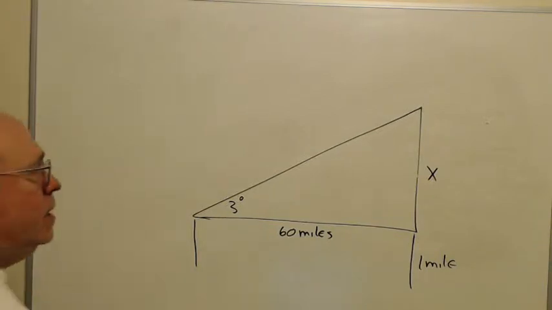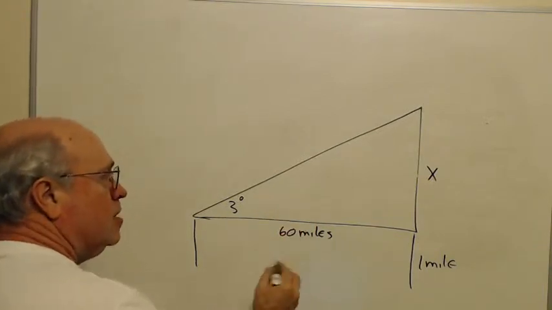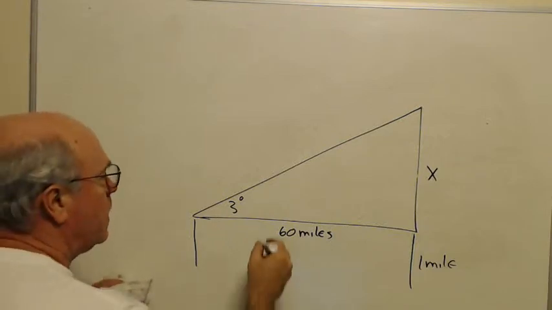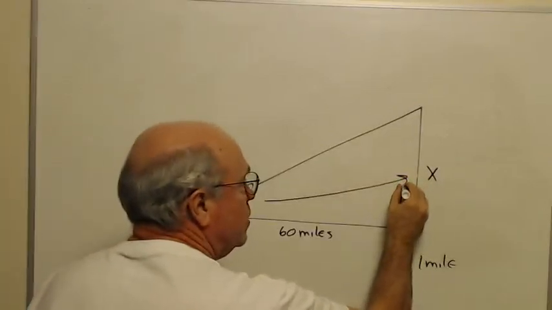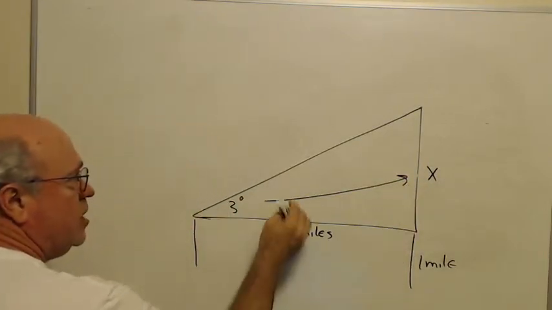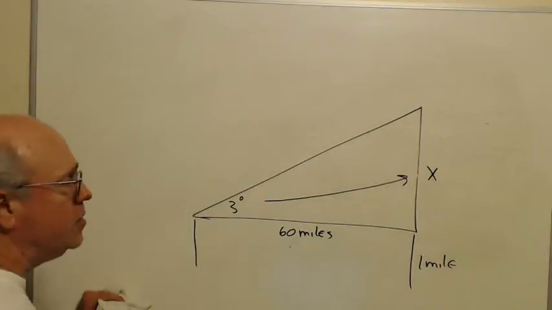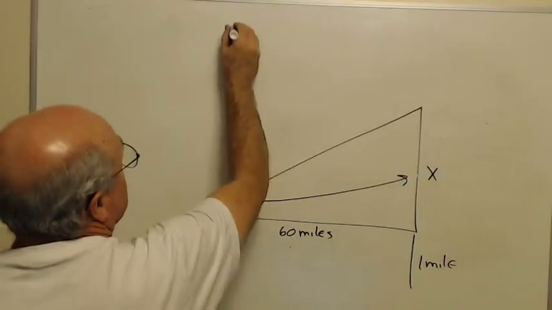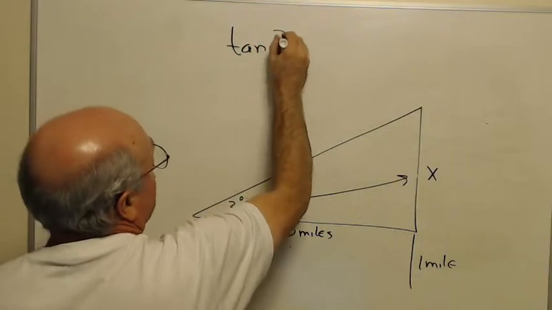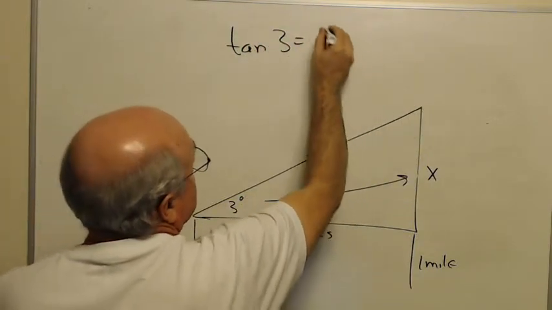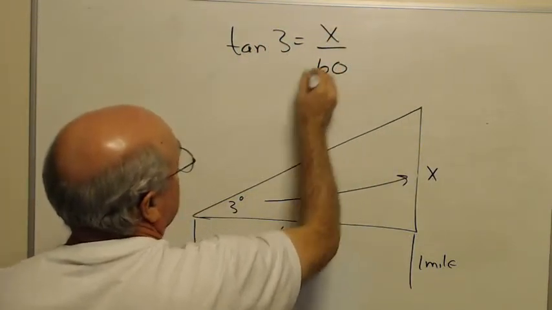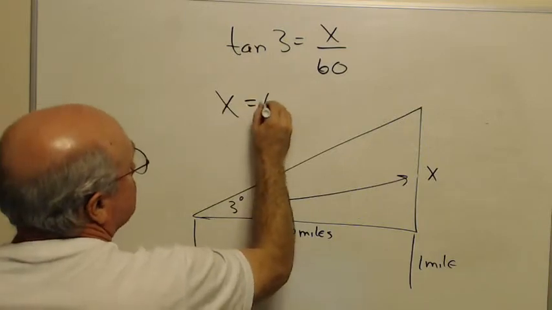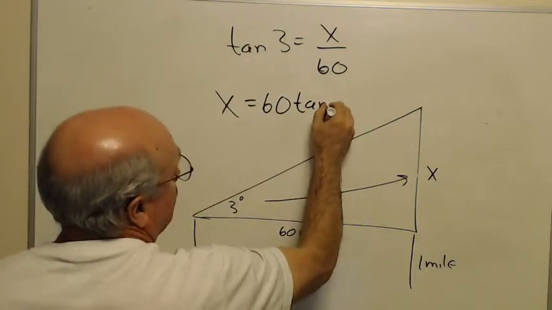All right, again, this is going to be a tangent problem. A lot of applied problems are. We'd like to know the opposite. This would be adjacent. We don't have any information on the hypotenuse. So we're going to say that the tangent of 3 degrees is equal to x over 60. That means that x will be 60 times the tangent of 3.